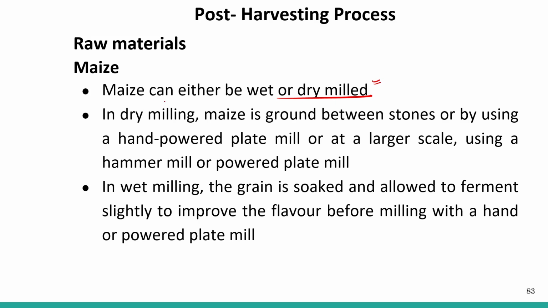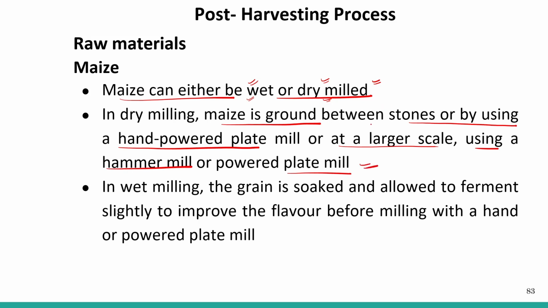Maize can be either wet or dry milled, so we have both options. In dry milling, maize is ground between stones, or by using a hand powered plate mill, or at a large scale using a hammer mill or powered plate mill. So we can use all three different types of mill: a plate mill, a hammer mill, and also a stone mill.